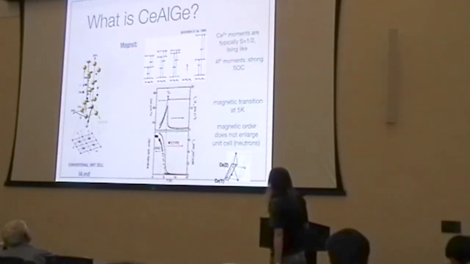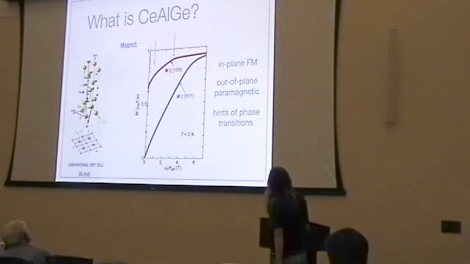So what is this compound? I already mentioned some electronic properties. Experiments also showed that this is a magnetic compound, so it is not just the topological character of the Weyl fermions that should be important. It has a magnetic transition at 5 Kelvin, and the magnetic order, from neutron scattering, does not enlarge the unit cell. Also, one expects, because it's a cerium 3+ moment, that they are Ising-like moments, and they have strong spin-orbit coupling. One also observes several features in the magnetization, but they're kind of smooth. There is in-plane ferromagnetism, out-of-plane ferromagnetism, and as I said, the phase transitions are not very sharp.